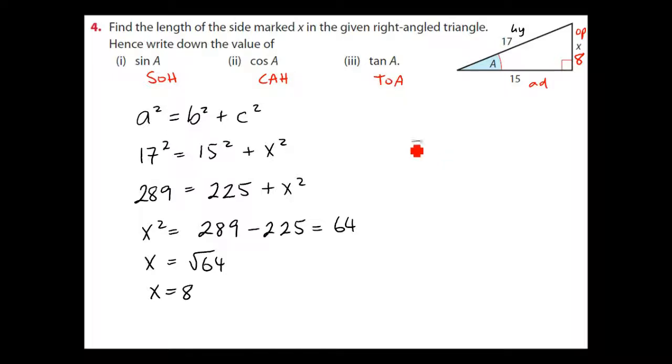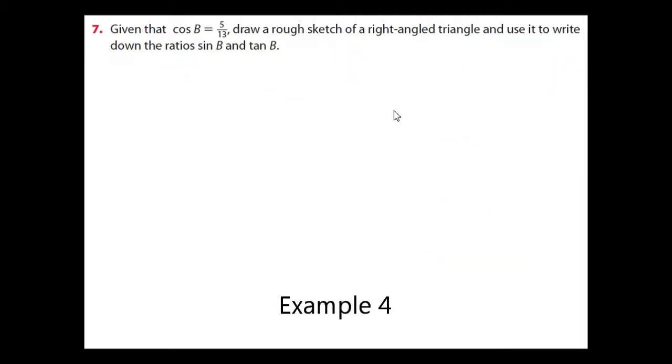So we write down our rules. SOH CAH TOA. So sine of the angle A is opposite over hypotenuse, in this case 8 over 17. Cos of the angle A is adjacent over hypotenuse, 15 over 17. And tan of the angle A is equal to opposite over adjacent, which is 8 over 15. And that's the end of this question.